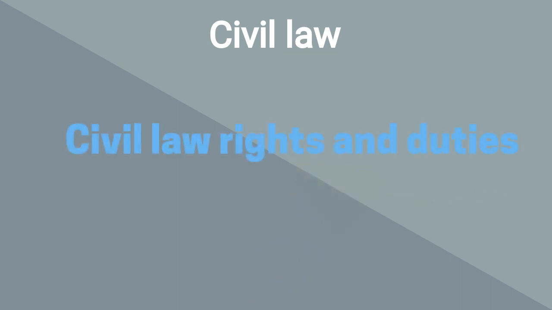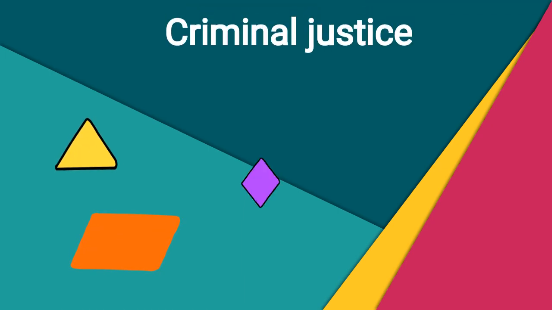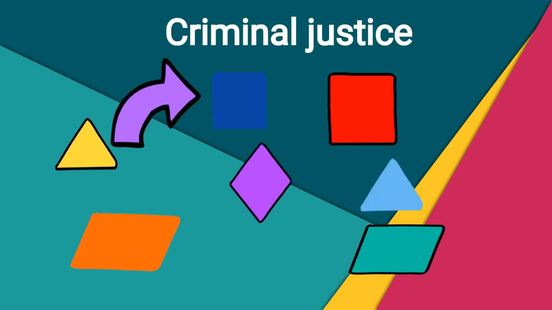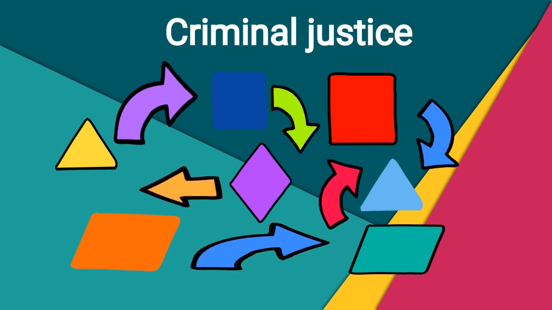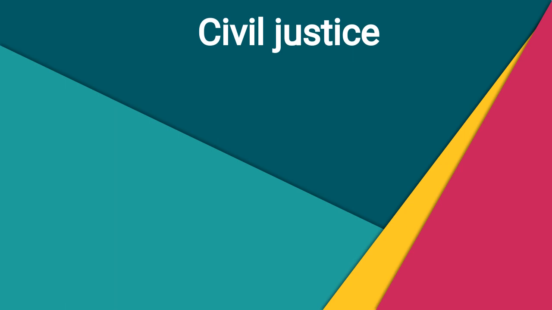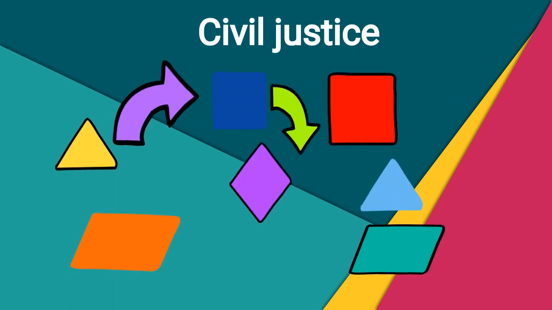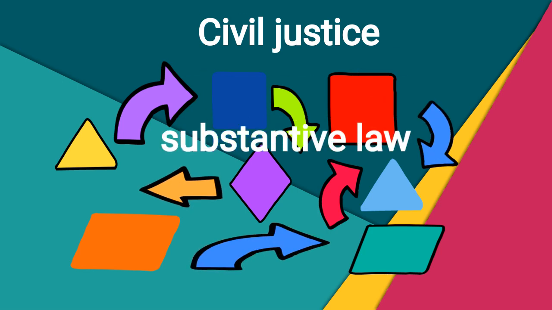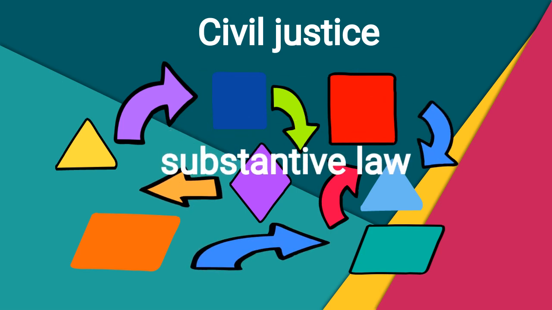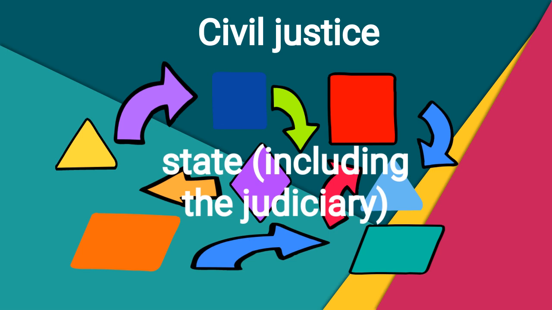Criminal justice is also a system, a dynamic network of organisations, bodies, and activities. For example, the criminal justice system includes the police, the courts, prisons, probation services. Civil justice too is a system. It contains the substantive law of civil rights and duties, as well as the machinery of the state and the judiciary for the resolution of civil justice disputes and grievances.